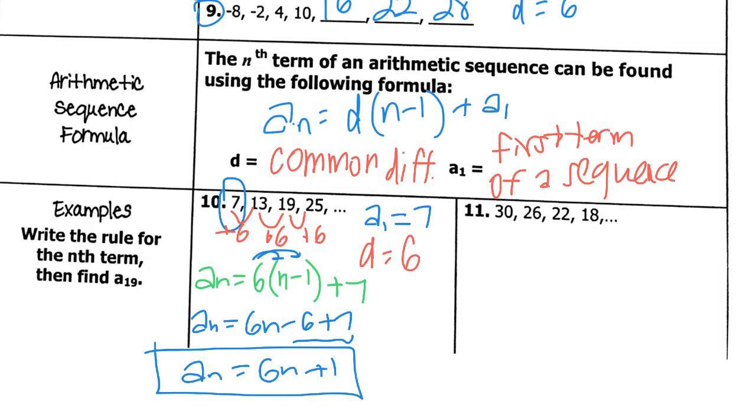Then it says, after we do that, we are going to find a sub 19, which means the 19th term in that sequence. So I substitute in 19 for n. Here I would have a sub 19 is equal to 6 times 19 plus 1. And when I simplify that out, I end up getting 150.